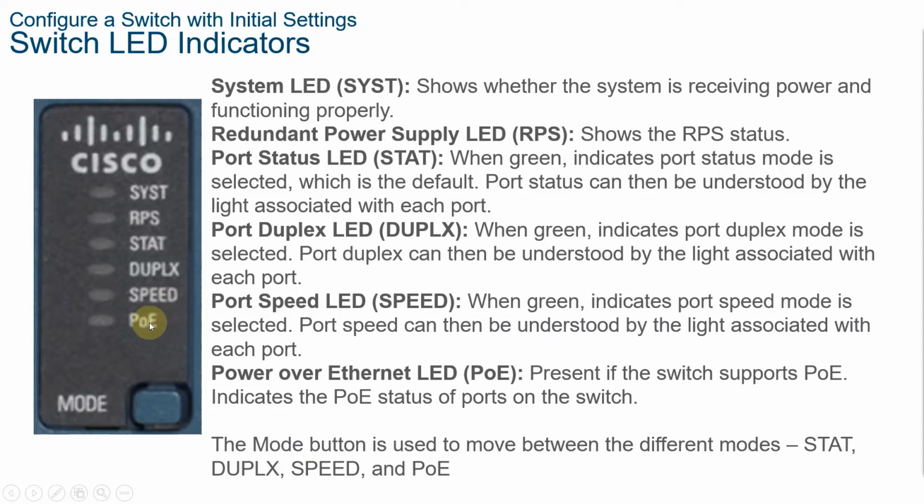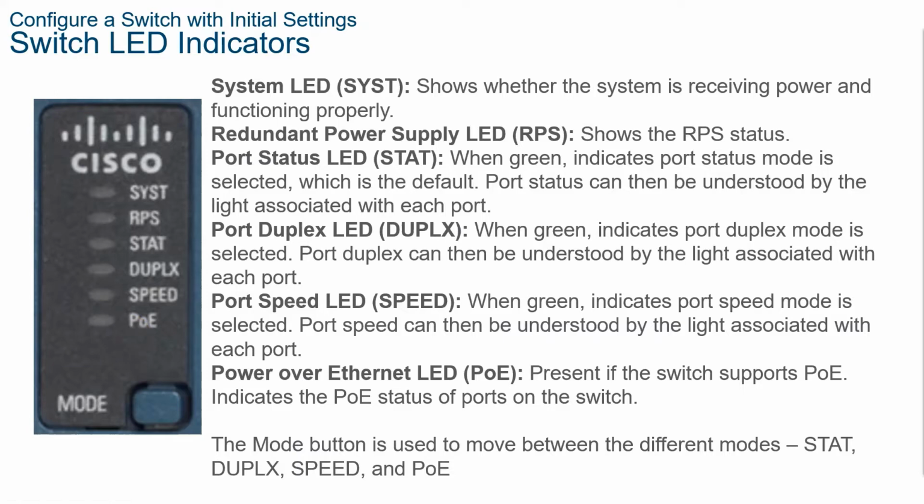Alright? So the last one here is the PoE, or Power over Ethernet, mode LED. So if PoE is supported, a PoE mode LED will be present. If the LED is off, it indicates that the PoE mode is not selected and that none of the ports have been denied power or placed in a fault condition. If the LED is blinking amber, the PoE mode is not selected, but at least one of the ports has been denied power or has a PoE fault.